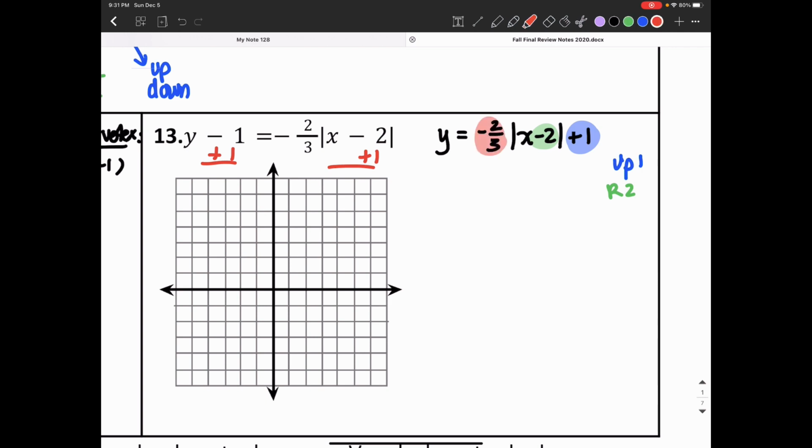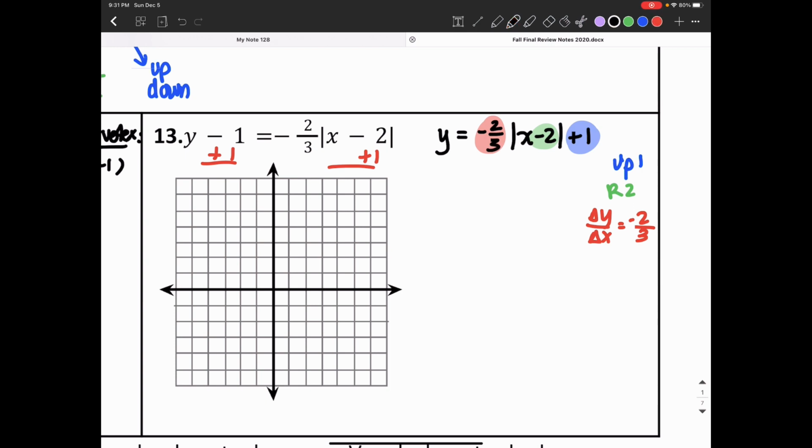And I also see a negative 2/3 on the outside. Negative 2/3 on the outside, which means my change in y over my change in x is equal to negative 2 over 3. And that's the right-hand side of the vertex.